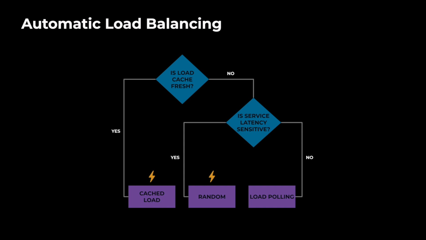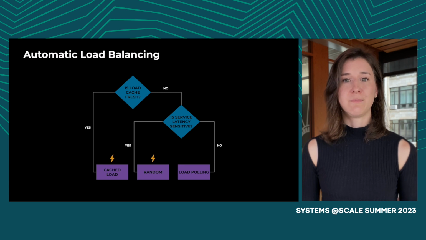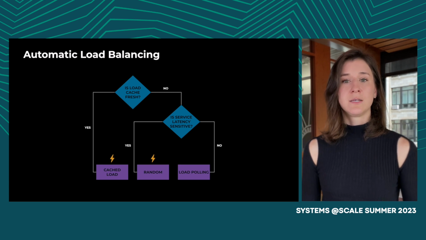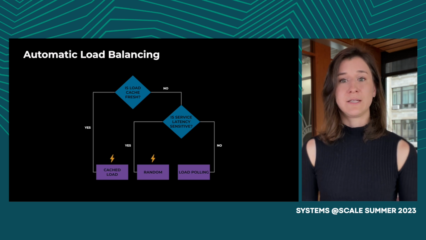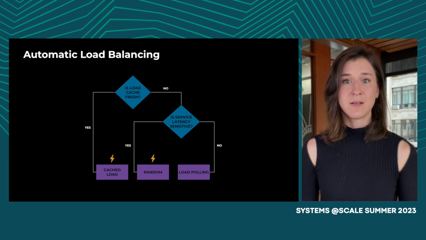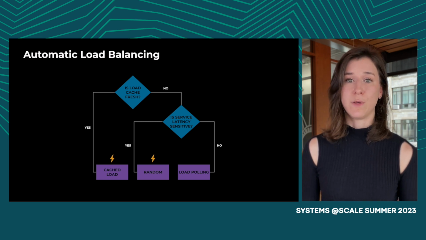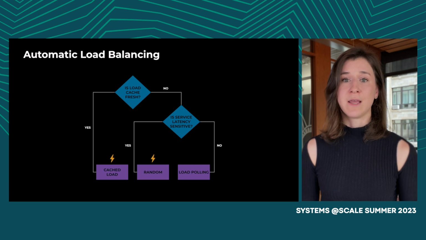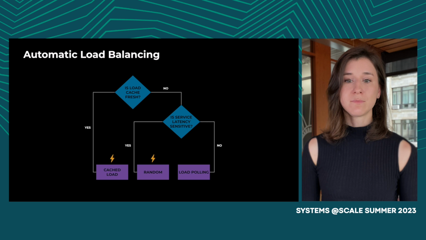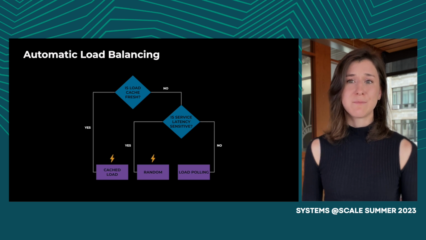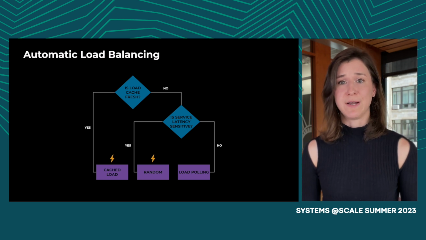we have to consider. We need to think about the latency profile of that service. Services that have high latency sensitivity, meaning they're very low latency service, and introducing extra latency to that service can be prohibitively expensive, those services can't use load pulling because the overhead of load pulling adds enough latency to make those requests unavailable. So for those services, the best option is actually to just use random.